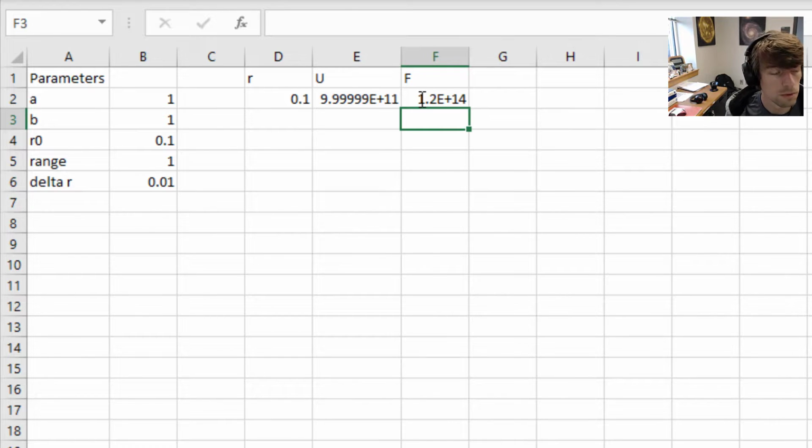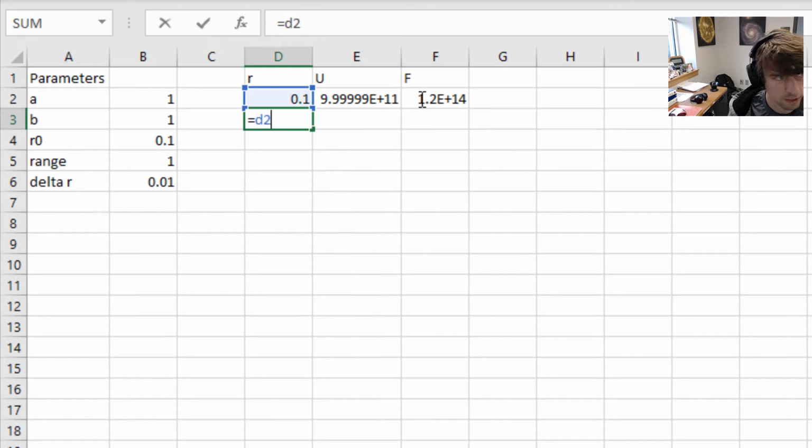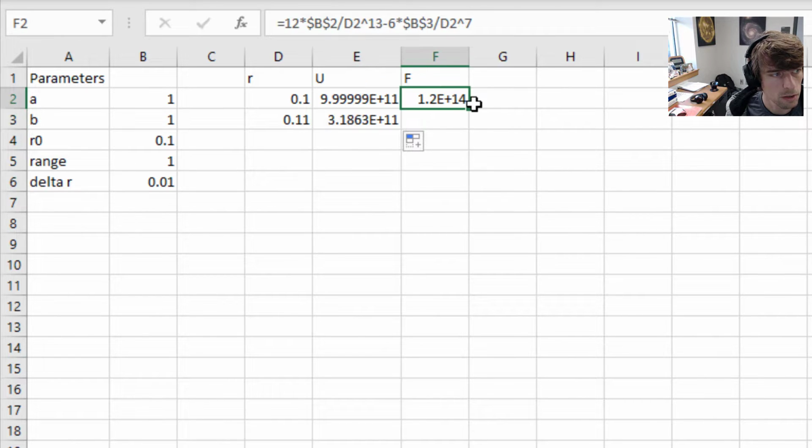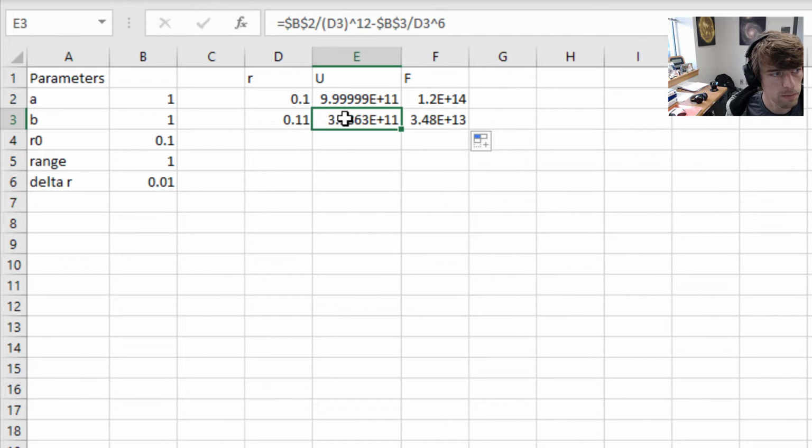Cool. Well, let's go ahead. Now we're going to take D2, my previous cell value, and add to it my delta R, which is given by $B$6. Boom. And now, if I'm not mistaken, the rest of this should be easy peasy. There we go. So again, making sure it's using D3 for the distances. And now we're just going to run the sucker.